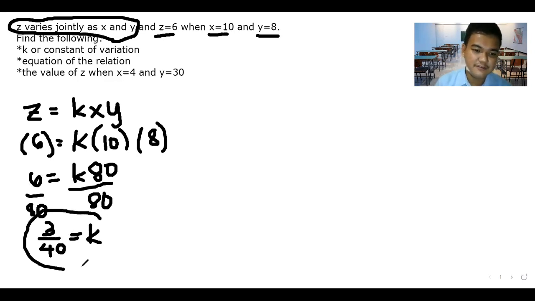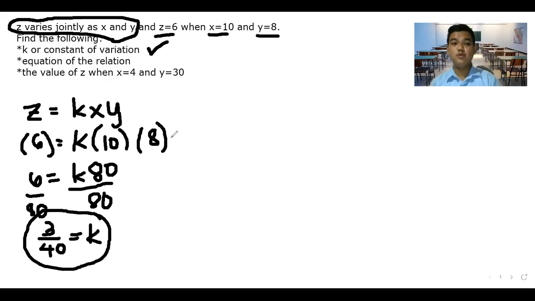So therefore, the value of k is 3 over 40. That is now the first solution for the first item we were asked to find. K is 3 over 40. Next, what is the equation of the relation?